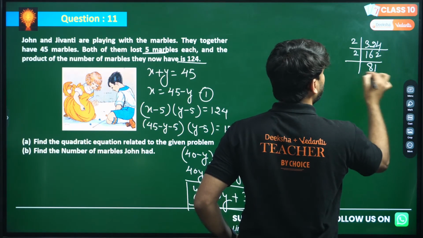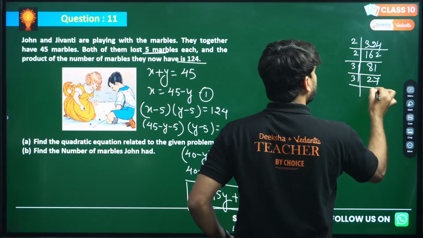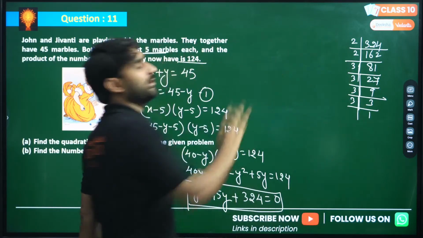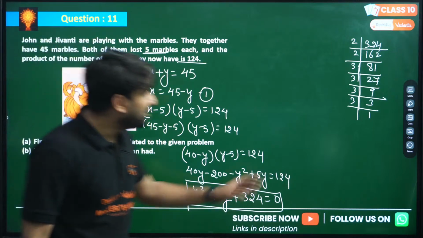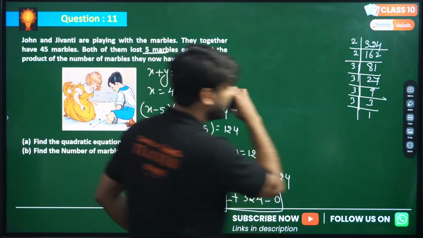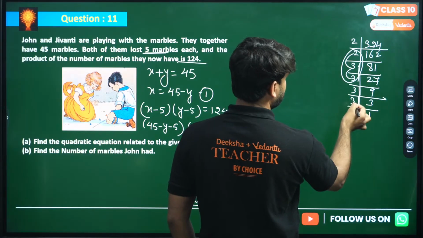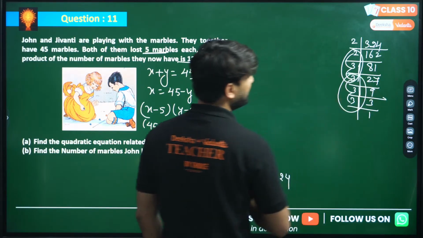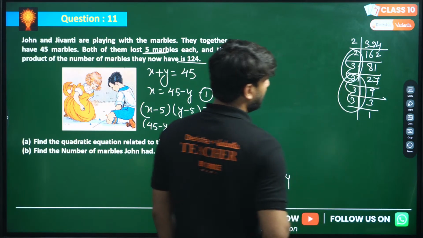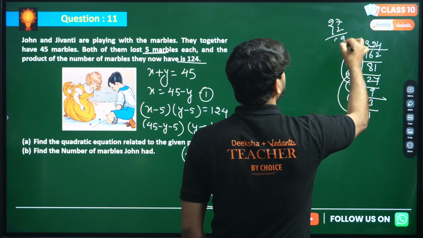2, 81, 3, 27, 3, 9, 3, 3, and 3, 3. You have to find out the numbers from here whose addition is 45 and multiplication is 324. So which number will be there? 3, 3 are 9, 18, and 3, 3 are 9, 18, 3, 3 are 9, 27. 27 is there, and 12. So we can write here 27 and 12.